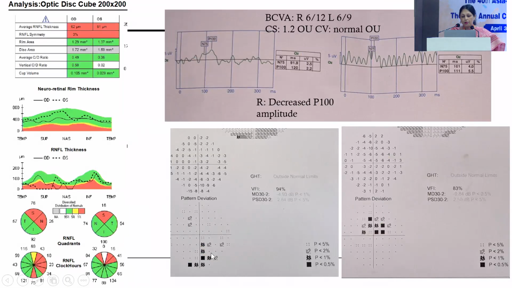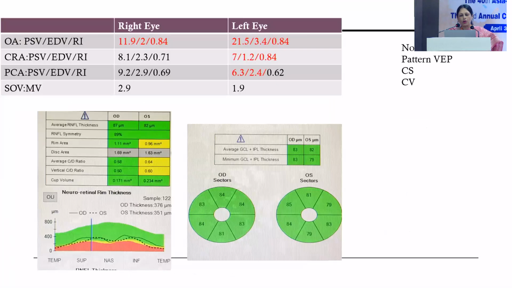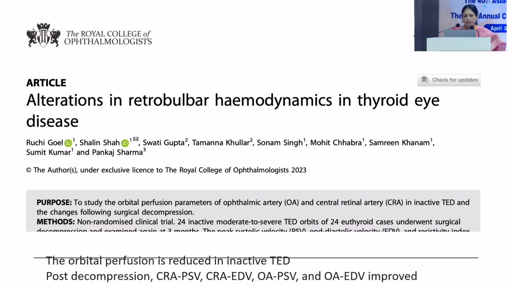He had also developed some field defects. So you must identify your cases and then take the treatment. If you look at this patient, on the other hand, his Barrett's index is not that bad. That means it's less than 50%. So here the rush is a little less. Looking at the scans, looking at the crowding at the apex of the muscle, you can get a fair idea as to which patient would require an early treatment. So this is post-treatment IVMP.